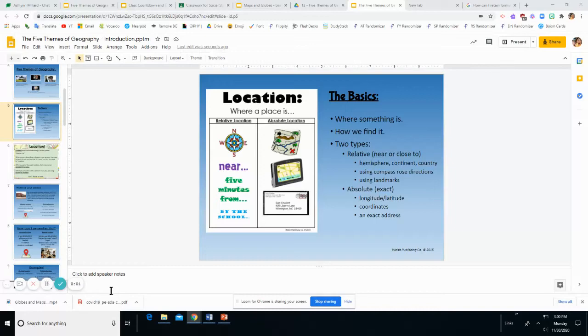Of location. First, let's look at the basics. The theme of location in geography says where something is. It explains how we find it. There are two types of location.